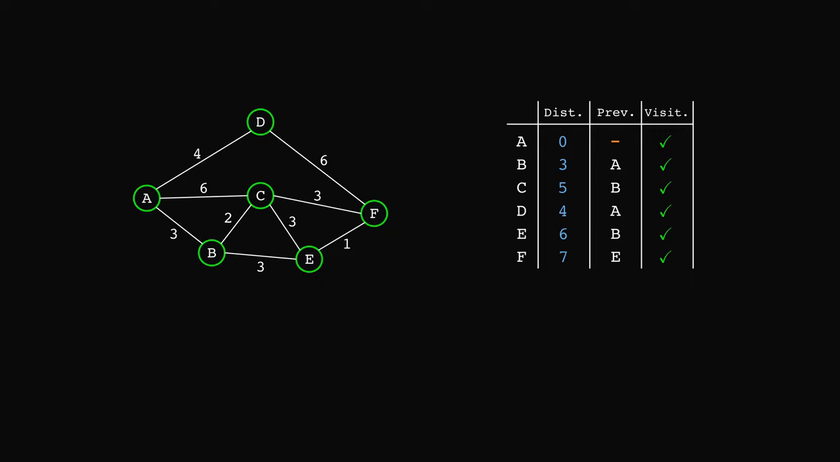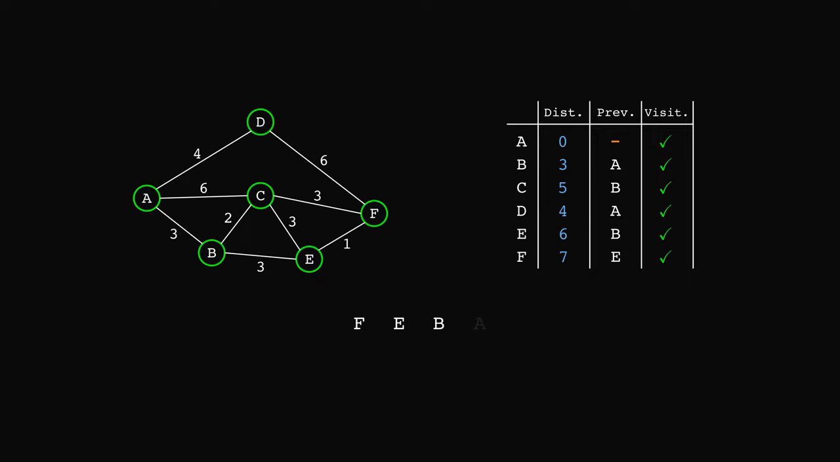For our case, the shortest distance to F is 7, and we got there from E. And if we look at E's previous vertex, we see it's B. And B's previous was A. If we reverse that, we get the final path, A, B, E, F. And that's the entire algorithm. If we were to lay out all the steps we just described, they would look something like this. If you want to try and code this yourself, I encourage you to do so. If not, we'll see the solution in just a minute.